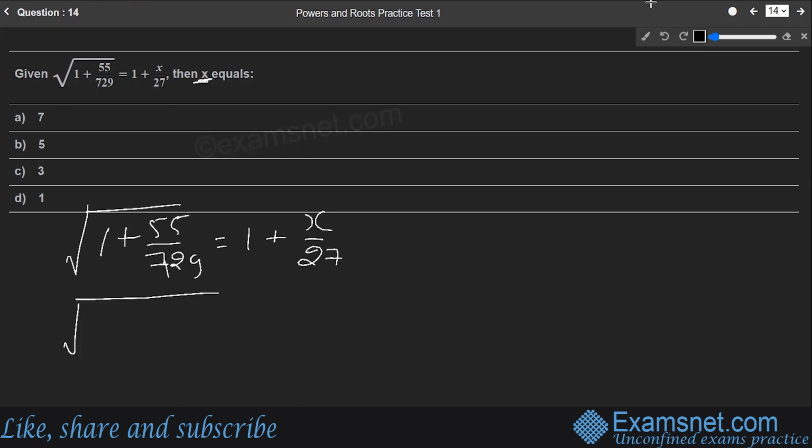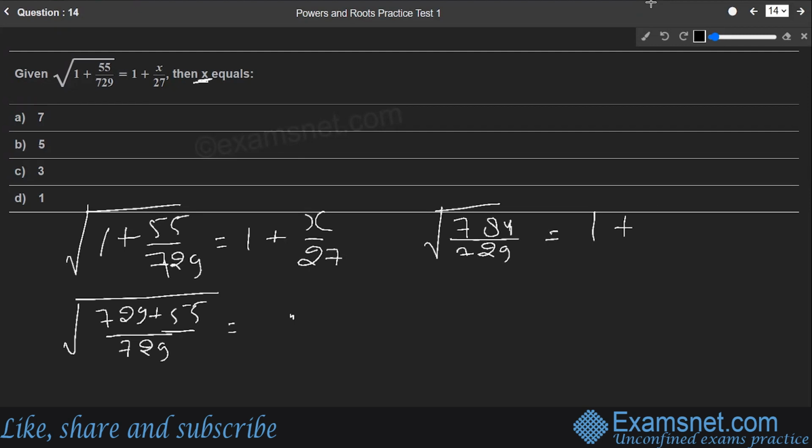What is happening in the left hand side is, let's take the LCM. LCM value is 729. So it's going to be 729 plus 55, okay, is equal to, as it is, right hand side, which comes out to be under root of 784 divided by 729. Okay, this is going to be 1 plus x by 27. 784 is nothing but the square of 28. So we can write it as 28 divided by, and 729 is the square of 27. So that is the under root 27 is equal to 1 plus x by 27.